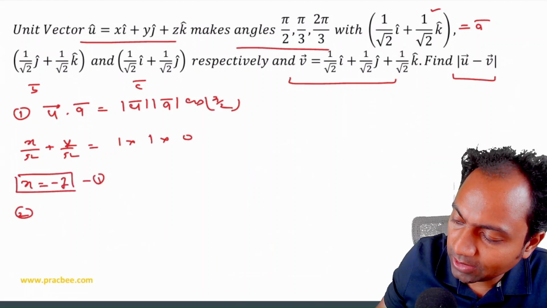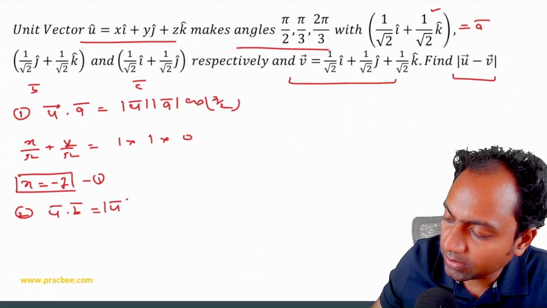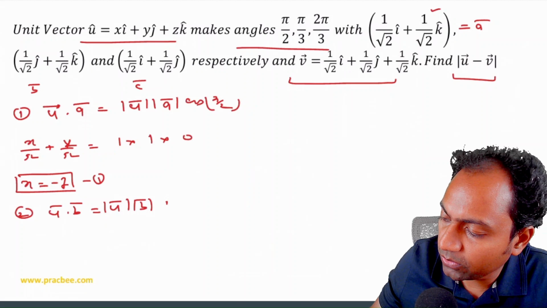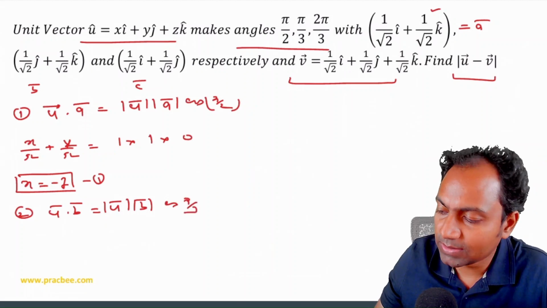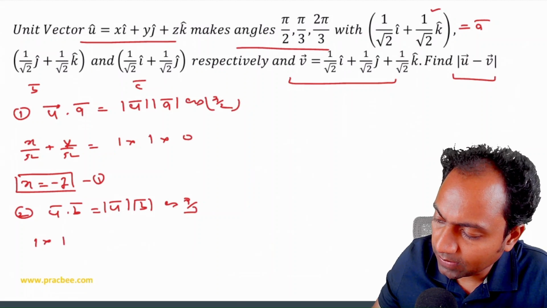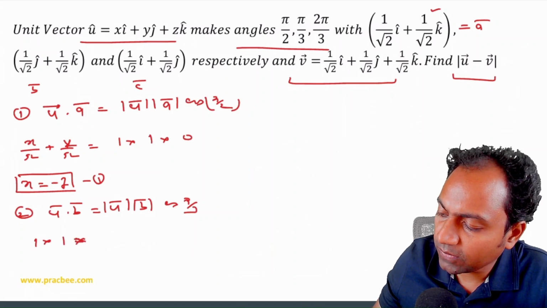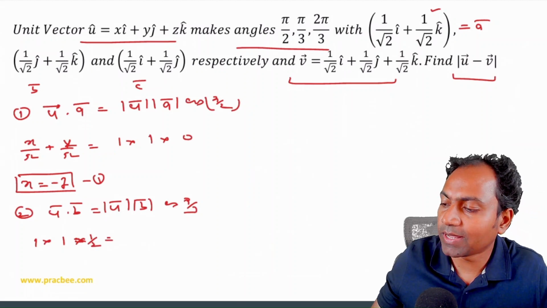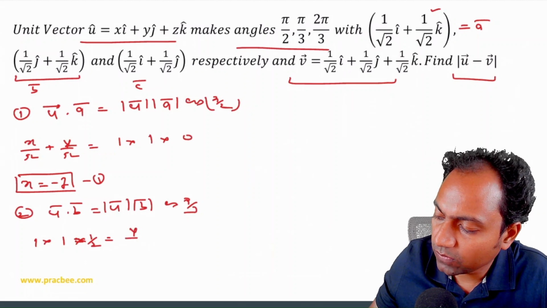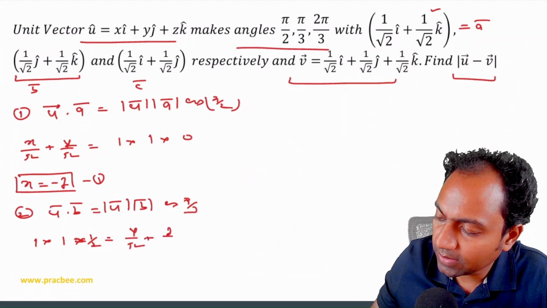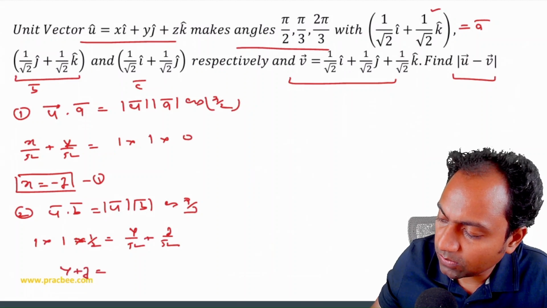For the second part, again we can do u vector dot b vector. The mod of u vector, the mod of b vector into cos of pi by 3, that is the angle between them. So u vector again we can see is equal to 1. B vector is equal to 1. And cos of the angle between them becomes 1 by 2. And if I take the dot product, you can see that y will come, so y by root 2, and z will come, so z by root 2. So the answer of y plus z is equal to 1 by root 2. Second part.